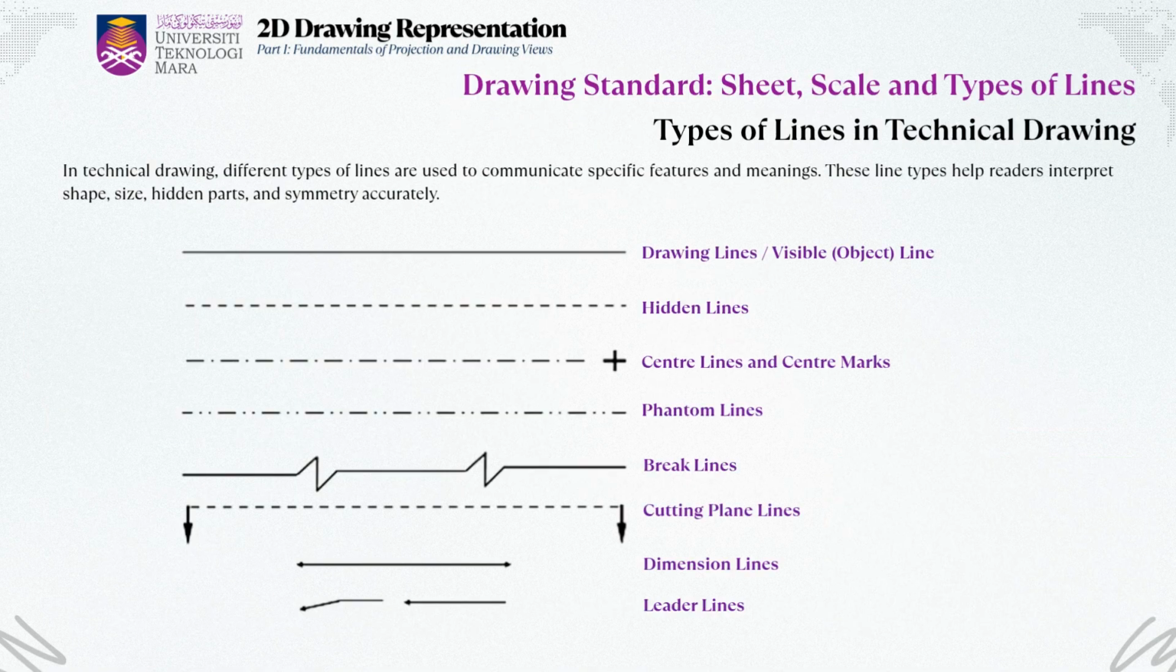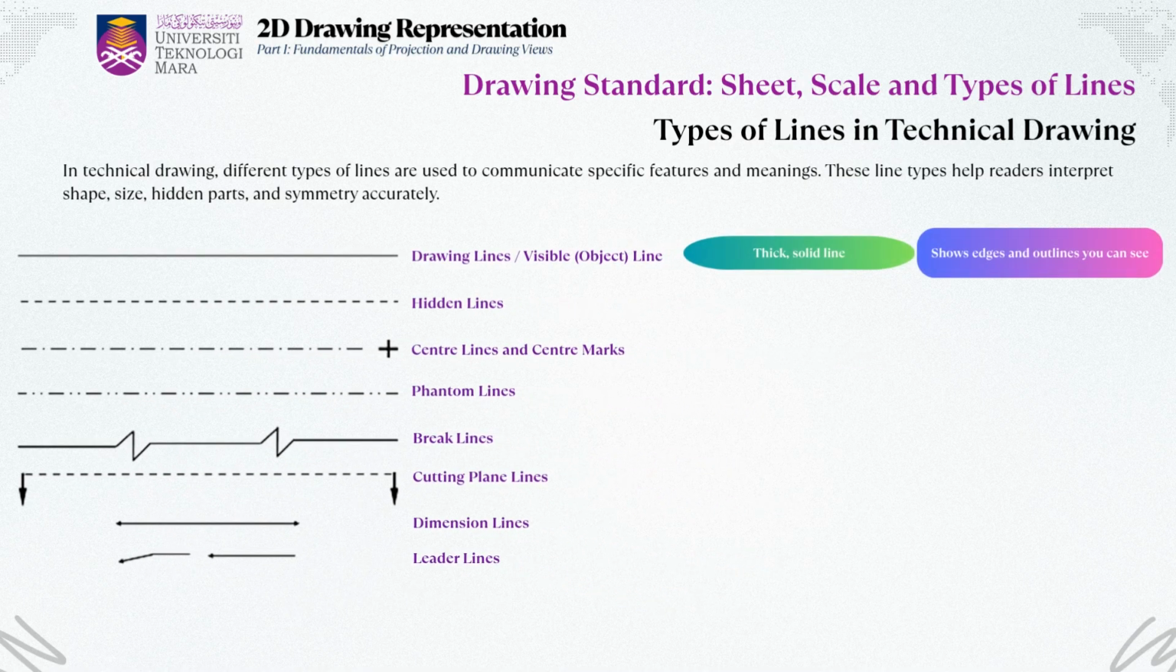Let's continue by looking at the types of lines used in technical drawing. This part is very important because every line you draw has a meaning. It tells the viewer something about the object. Think of these lines as a visual language that helps communicate features like edges, hidden parts, center points, and even movement. If we use the wrong type of line, it could confuse whoever is reading the drawing, whether it's another designer, engineer, or manufacturer. First, we have the drawing line, also called the visible or object line.